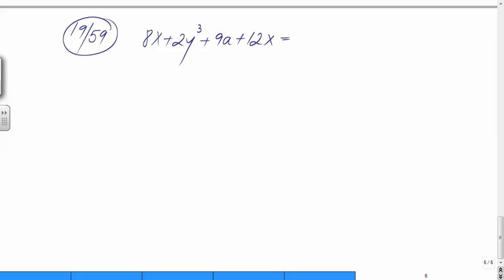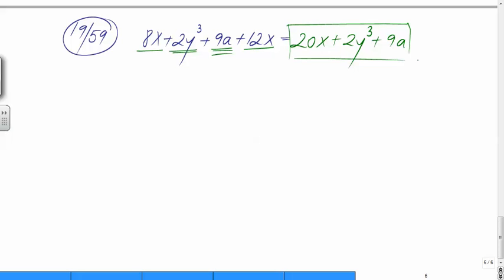Well, let's see what we have. 8x. I'm looking for any other term that has x at the same power, and I have 12x. Well, 8 plus 12 will be 20x. Good. 2y cubed. Is there any other one? Any other y cubed in here? No, there's none. Well, nothing changes. 2y cubed. 9a. Is there any other 9a or a? No. Plus 9a. And this is it. We simplified it. We are done.